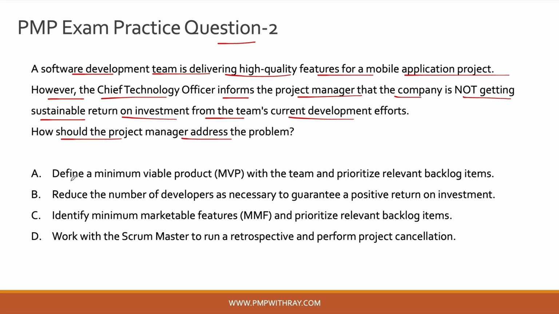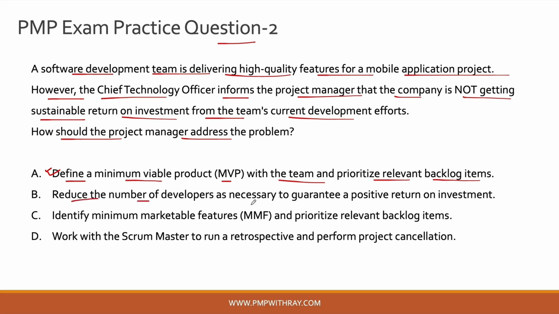Option A. Define a minimum viable product or MVP with the team and prioritize relevant backlog items. Now, this is a possible answer choice because many of you might argue that having a minimum viable product and prioritizing relevant backlog items will help to deliver a sustainable return on investment on the product, because you will be sort of having that early feedback loop, right? Which is the basic concept of minimum viable product. Okay, so let's hold this option for now and we'll come back to it in some time. Let's look at option B.